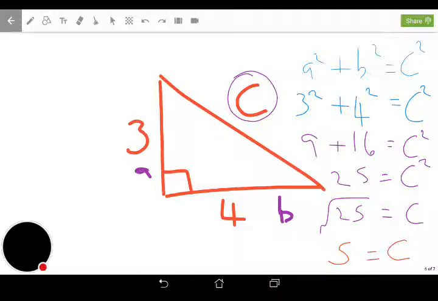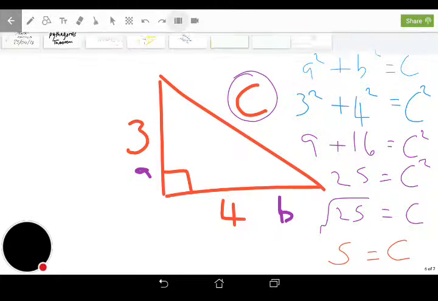3 squared plus 4 squared is C squared. Now we know that 9 and 16 is 25, and when we've square rooted that, it is 5. So this is right. Let's just have a look at another example very quickly.